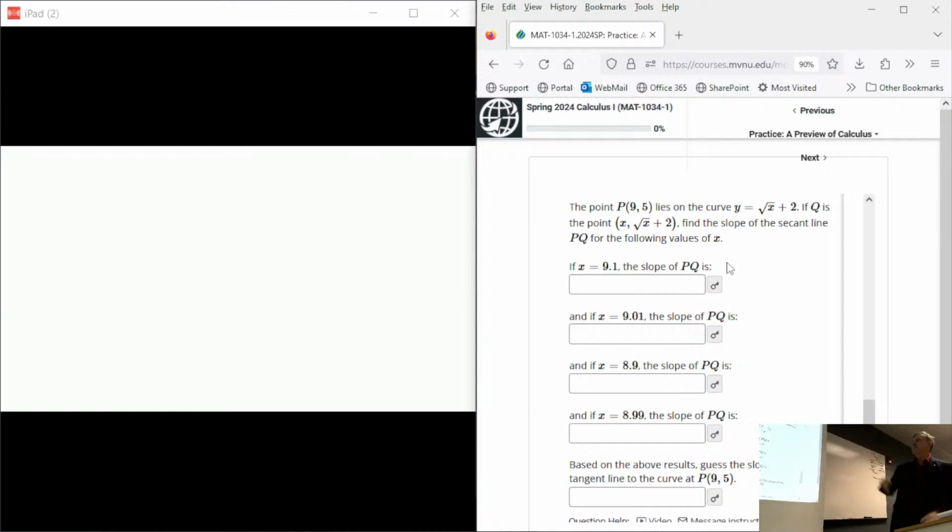Such a good deal. Okay, but getting back to this, let's go ahead and do this one. The point lies on this curve. So we have this point. This is the point 9, 5. I misread that. 9, 5 is on this curve. This is the curve y equals the square root of x plus 2. And we're supposed to find the slope of the secant line for these other points.